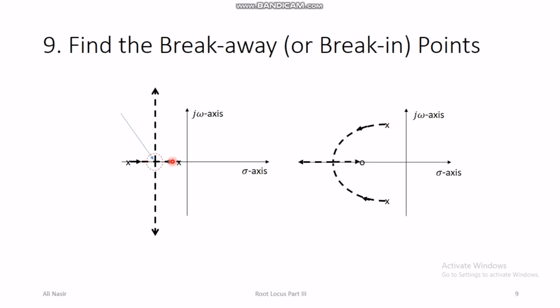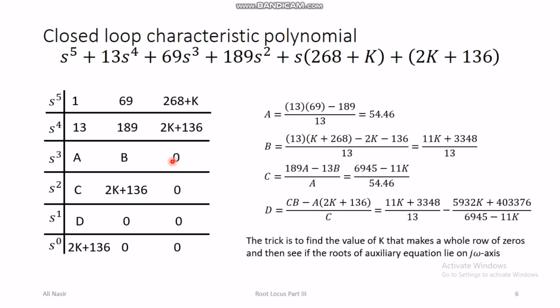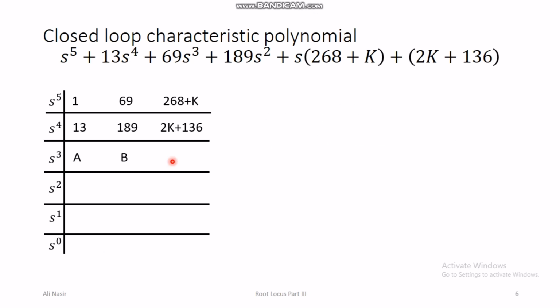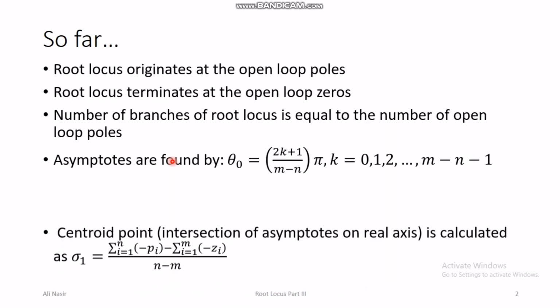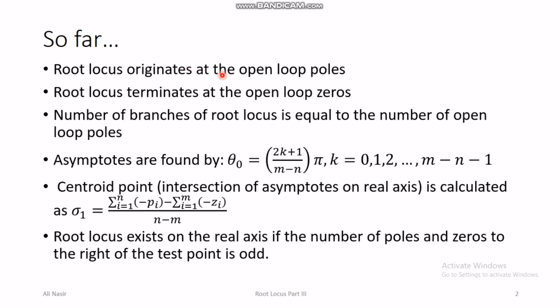In the last lecture we discussed 6 out of the 10 rules. Remember, this is the third discussion on root locus. In the first discussion we covered mathematical preliminaries. In the second discussion we covered the 6 rules of root locus. Root locus originates at open loop poles, terminates at open loop zeros, and the number of branches is equal to the number of open loop poles. Asymptotes are found by this formula, the centroid is found by this formula, and root locus exists on the real axis if the number of zeros or poles to the right of the test point is odd.